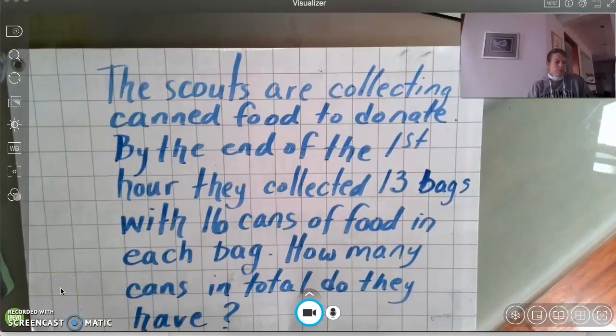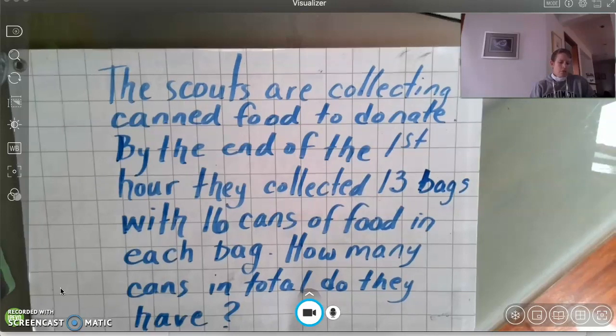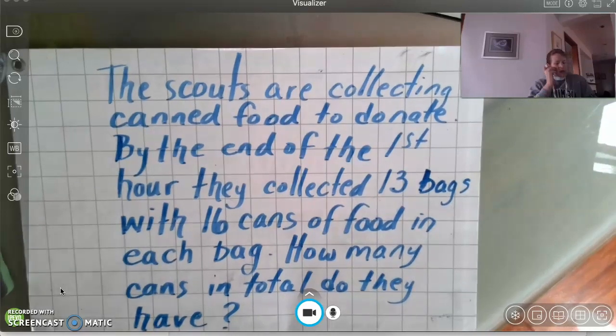Let's try another one. This one says the scouts are collecting canned food to donate. By the end of the first hour, they collected 13 bags with 16 cans of food in each bag. How many cans in total do they have? Well, if I want to figure out if this is a division word problem or a multiplication word problem, I ask myself, what is happening in the story?